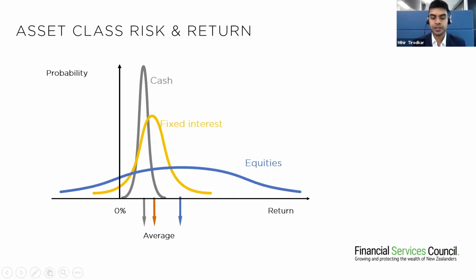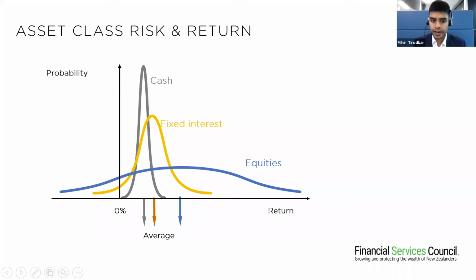But as a result of the less wide distribution, the expected return of cash, which is the midpoint of that gray curve, is lower than fixed interest and equities. On the other end of the spectrum are equities, which have a much wider distribution of outcomes. What this means is it's more likely for a wide range of outcomes to occur in the return space of equities. Equities might return 20% tomorrow. They might return negative 20%, whereas something like cash is probably only going to return at the most 5% next year, or at the least negative 3%, all hypothetical numbers.